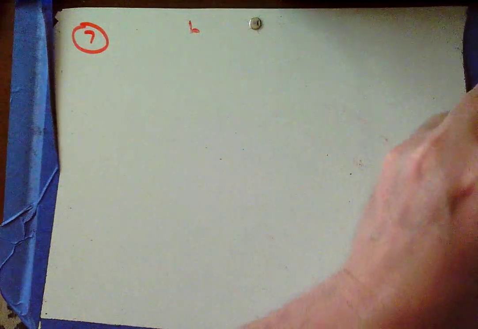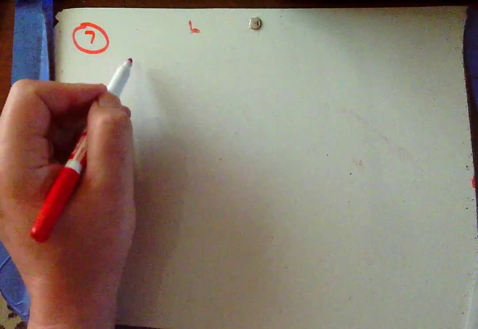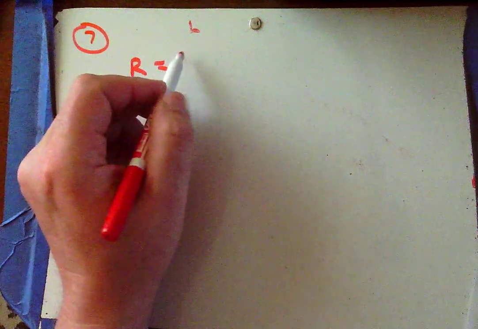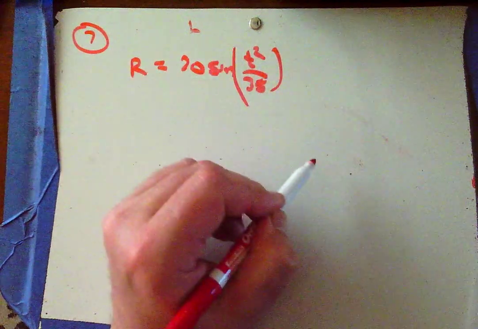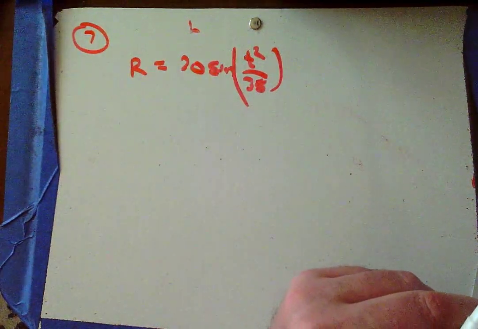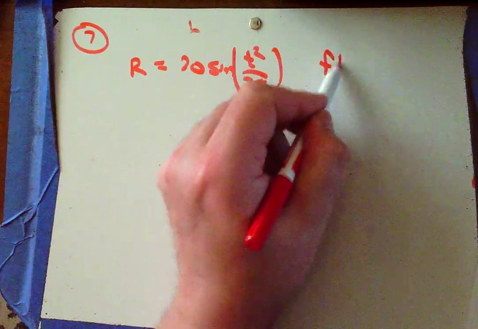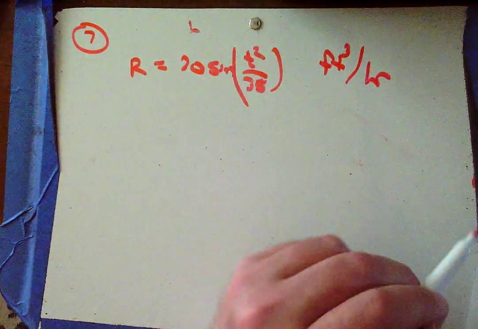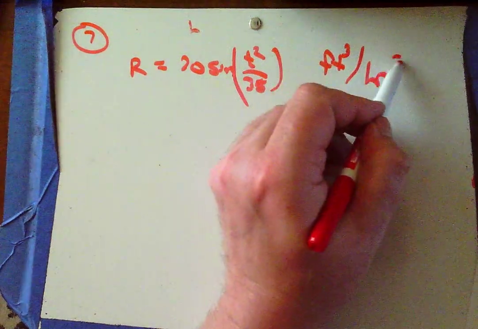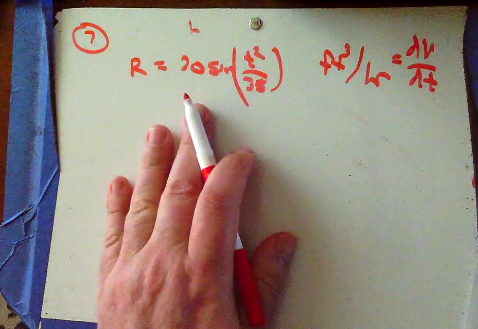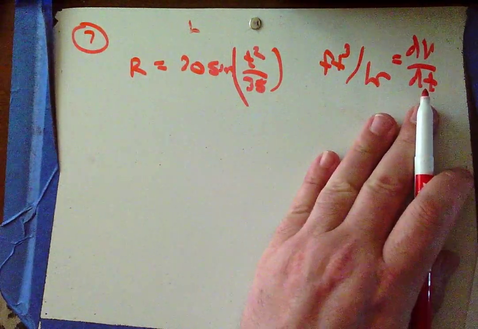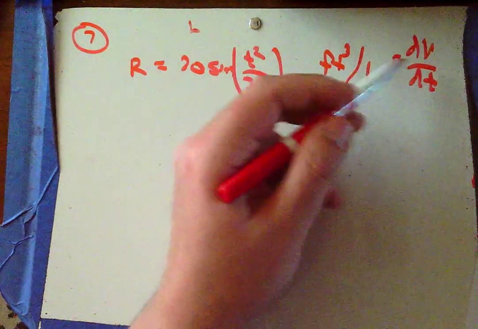The rate at which rainwater flows into a drain pipe is given by R(t), where R equals 20 sine of t squared over 35, in cubic feet per hour. Well, that's a change in volume with respect to time, so I'm going to note that as dV/dt. It's a rate, but it's dV/dt as well. I mean, it's a specific rate.